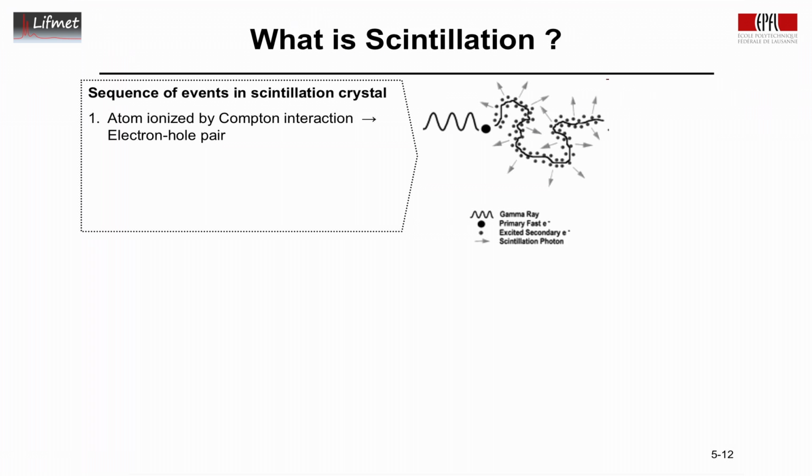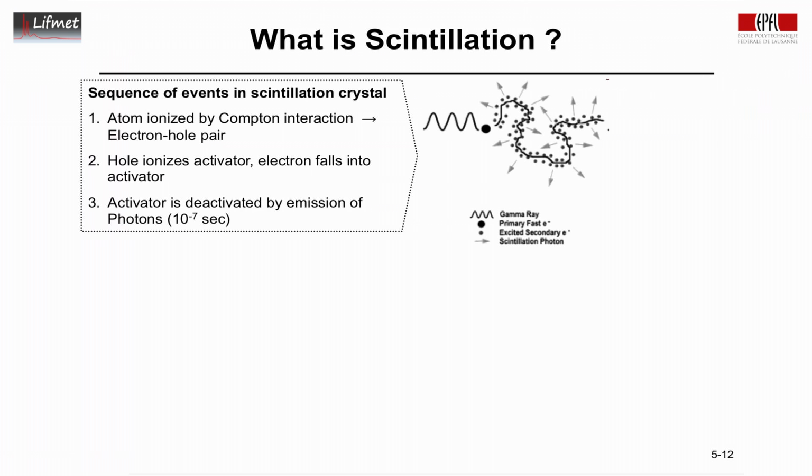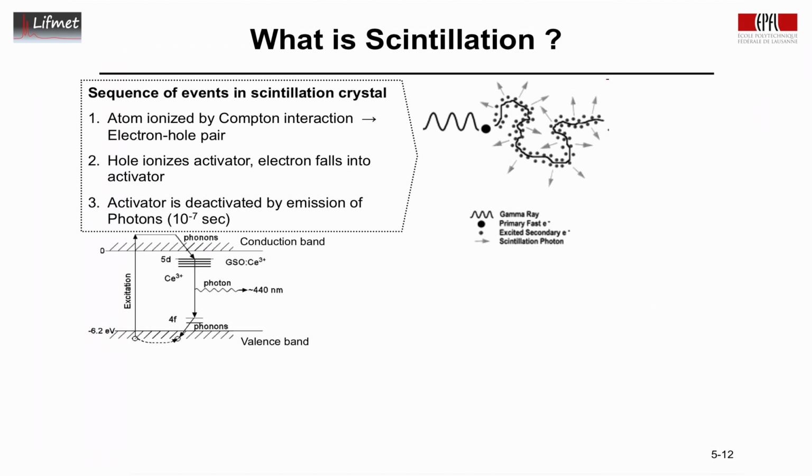So we'll consider here that the atom is ionized by a Compton interaction. This produces an electron hole pair. The hole ionizes the activator. The electron falls into the activator, and so when the activator is deactivated, it goes back to the ground state, it emits photons, and it does that fairly fast. Here the example is on the order of a tenth of a microsecond.